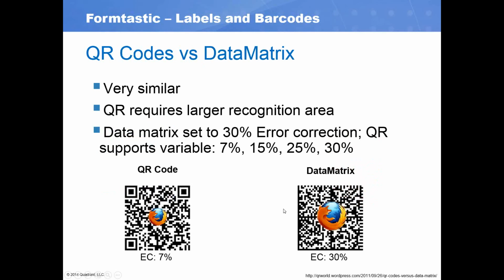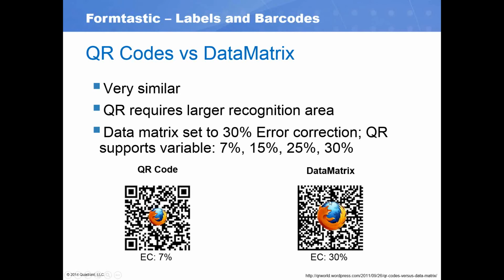Now another interesting thing about both QR codes and data matrix is that they support something called error correction. What that means is basically if part of the image is lost, it won't hinder the ability of your image scanner to correctly scan the barcode, the QR code, or data matrix. Data matrix has an error correction set to 30%, which means that up to 30% of the image can be lost or destroyed without affecting the viability of the barcode itself.